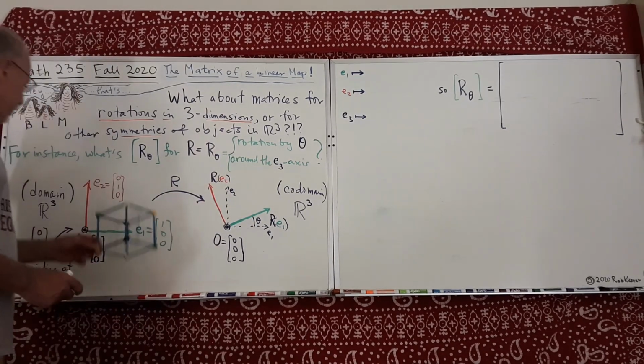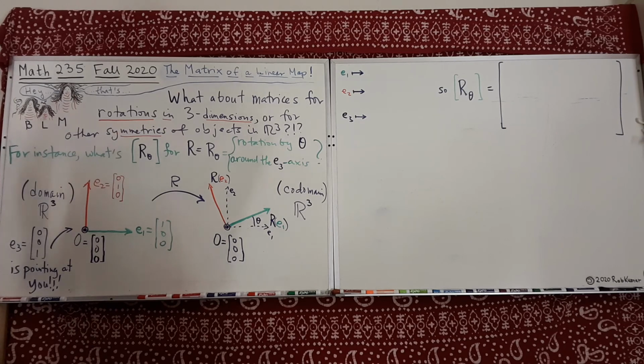In fact, suppose we rotate, say, by an angle theta around the E3 axis, which, as usual, I'm thinking is coming out of the board at you. So sometimes in physics classes, an arrow coming at you is indicated by putting a little circle around the dot. And so here's E3 coming at you. So again, the easy way to work out what the columns of such a matrix are is just to look where E1, E2, and E3 go.